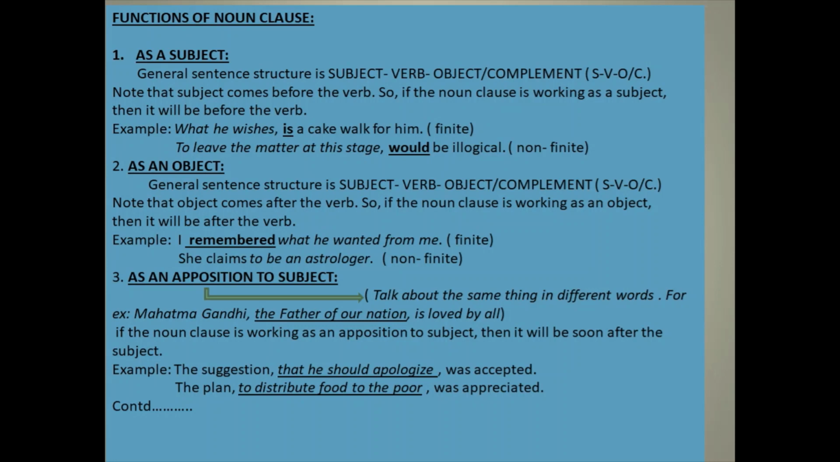Okay, because there is another one coming up where it works as an apposition to the object. When it works as an apposition to the subject, it will fall just after the subject. Just as in this case, the plan to distribute food to the poor. You are being informed about the plan. What was the plan? The plan was that we should distribute food to the poor. So the plan to distribute food to the poor was appreciated.